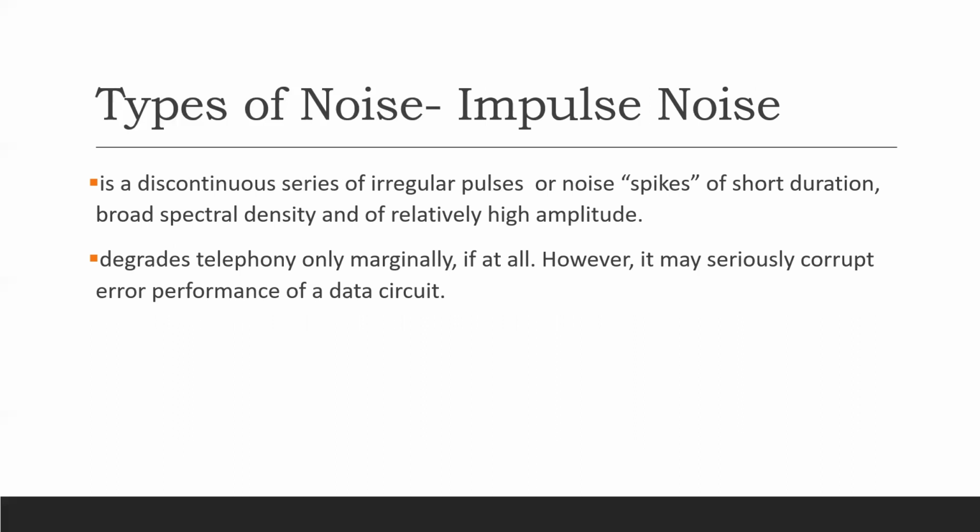The next type of noise is impulse noise. Impulse noise is a discontinuous series of irregular pulses or noise spikes of short duration, broad spectral density, and relatively high amplitude. In the language of the trade, these spikes are often called hits. Impulse noise degrades telephony only marginally, if at all. However, it may seriously corrupt the error performance of a data circuit.